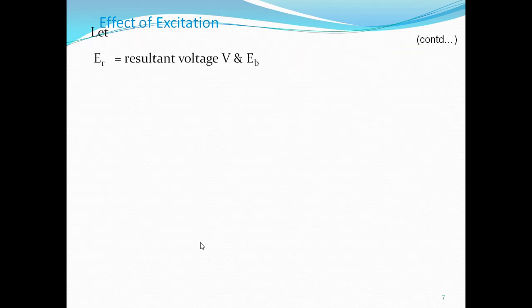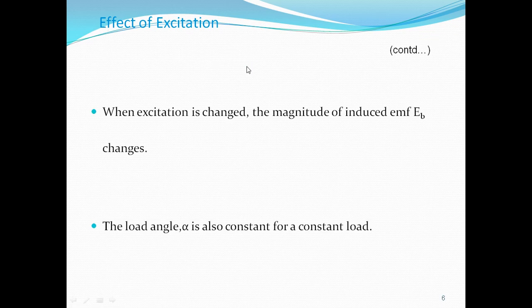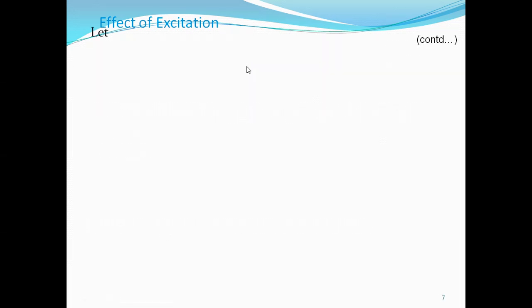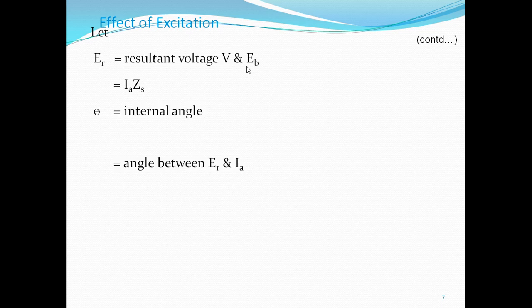So then what happened? The resultant vector ER depends on what? It is a combination of supply voltage V and EB. ER is equal to the resultant voltage, that is equal to IA into ZS, where theta is the internal angle. It is the angle between ER and IA.